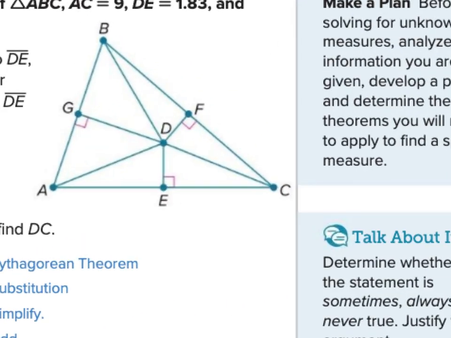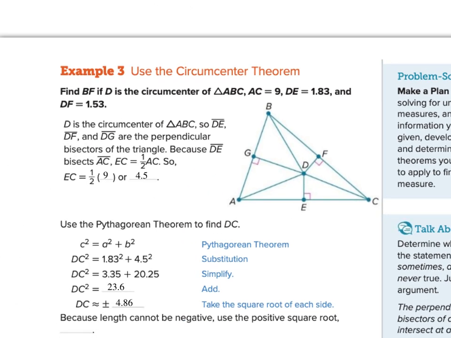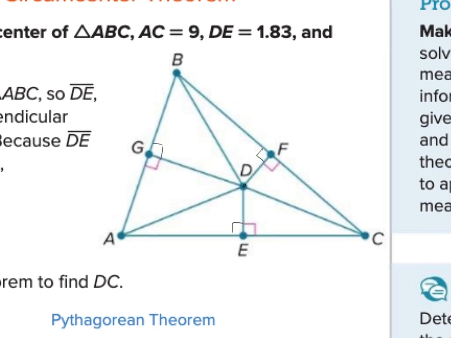Here, just looking at this, if these are perpendicular bisectors, find BF if D is the circumcenter. Okay, so this point right here would be the circumcenter, and by definition that is where my perpendicular bisectors intersect. So I know that DF is a perpendicular bisector, DE is a perpendicular bisector, and GD is a perpendicular bisector.